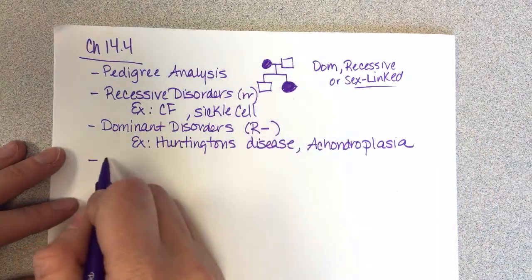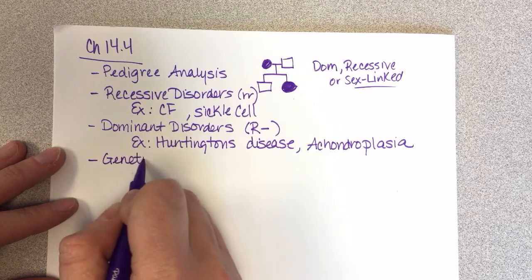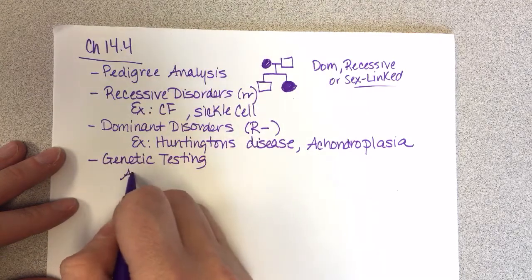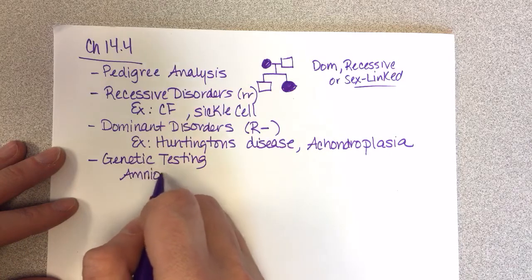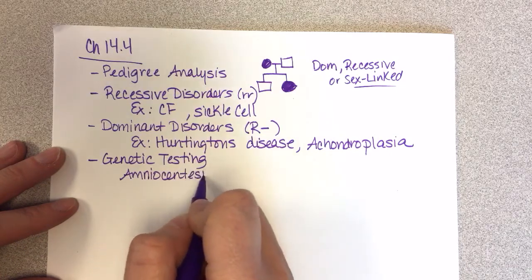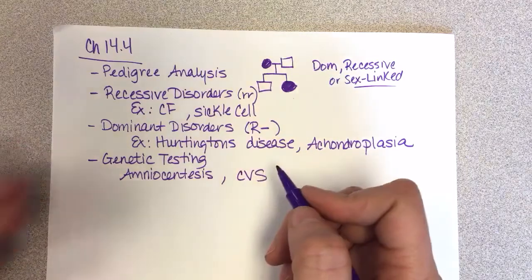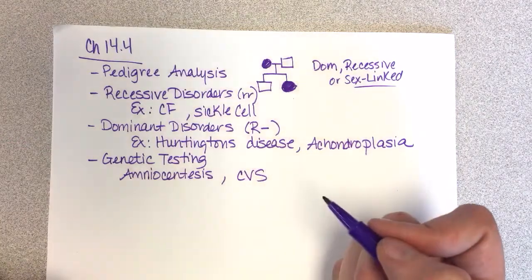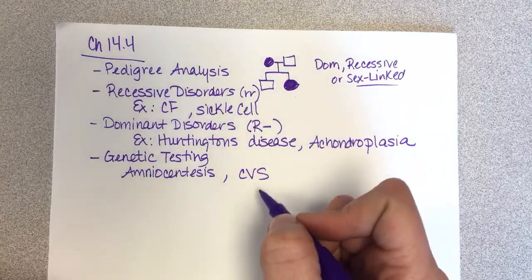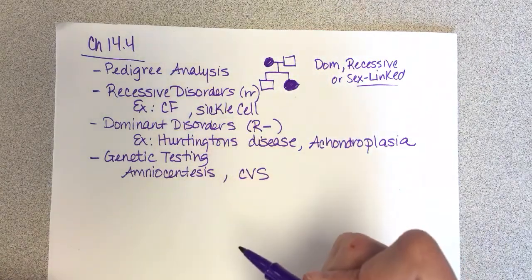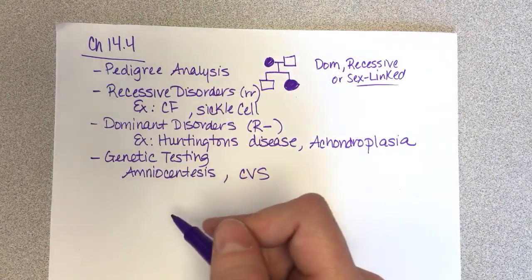And then the last part of this was about genetic testing and being able to test. So we talked about amniocentesis and chronic villus sampling, where you can take a piece of the amnion. So review those. Okay? And that was the last section of Chapter 14.